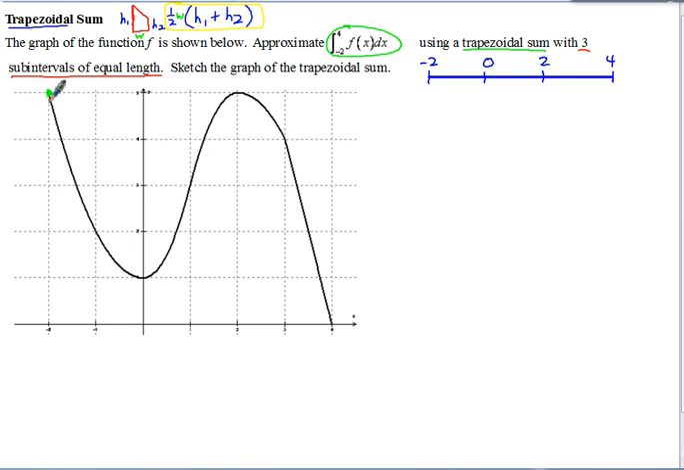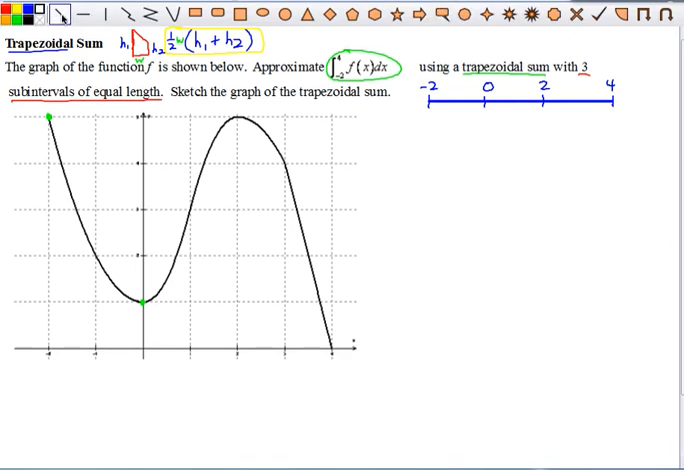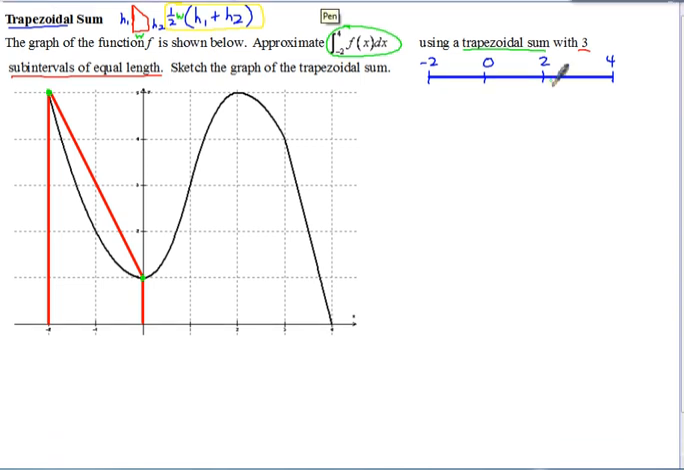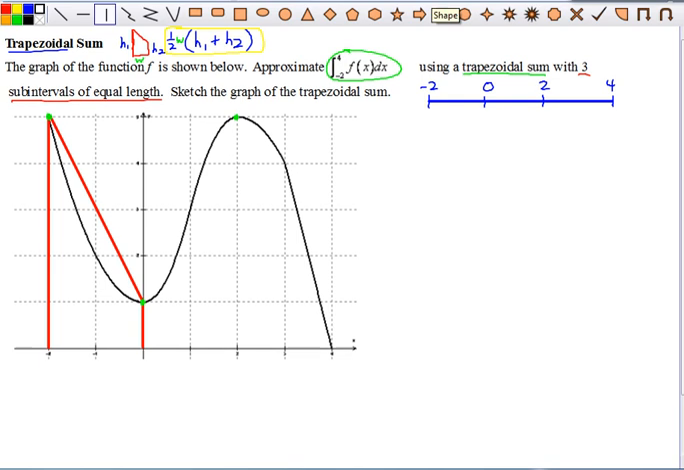-2 is right here, 0 is right there, and then just line up your ruler there and draw a straight line that connects the two endpoints. And then draw vertical lines that head down from those endpoints to form our first trapezoid. Then the next trapezoid from 0 to 2, connect the endpoints at 0 and 2. We already have the endpoint at 0. The endpoint at 2 is right there. And again, draw a straight line that connects those two.